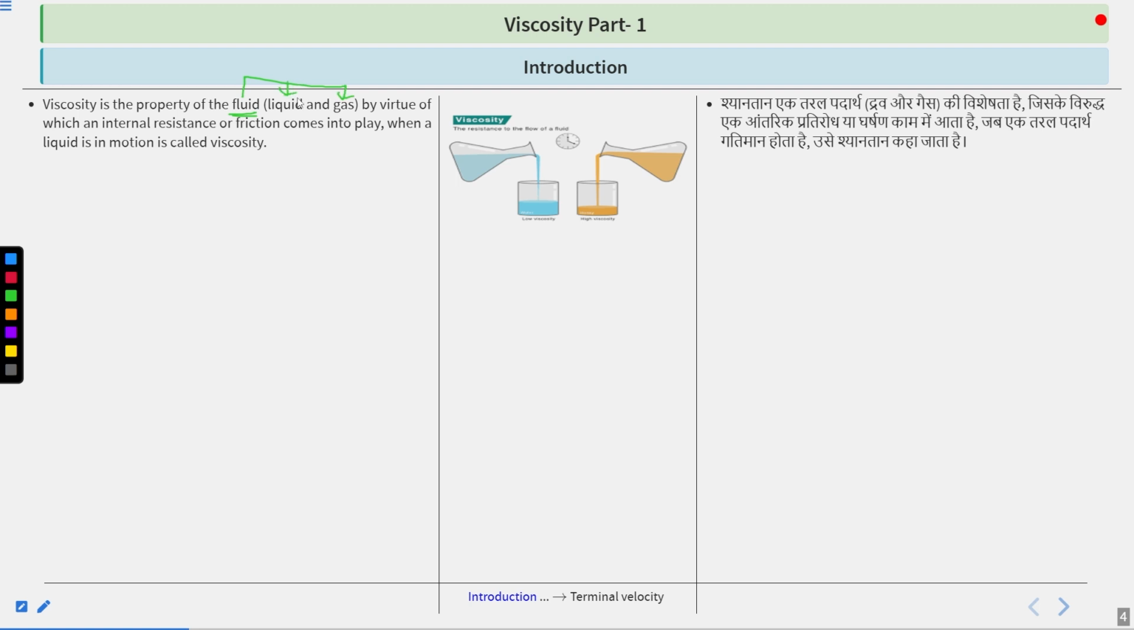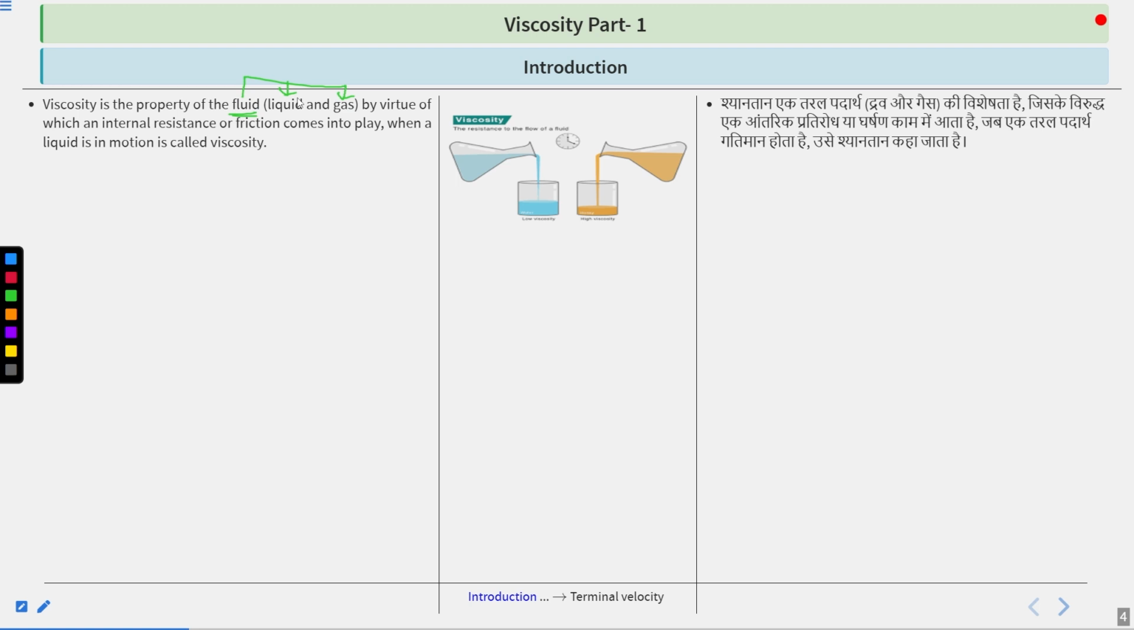So remember, right now we are covering physics, so whenever we talk about fluid, we are not only talking about liquid as we take it in layman terms or common language. In physics we talk about fluid considering liquid and gas both. So viscosity is actually the property of liquid and gas by virtue of which an internal resistance of friction comes into play when a liquid is in motion.